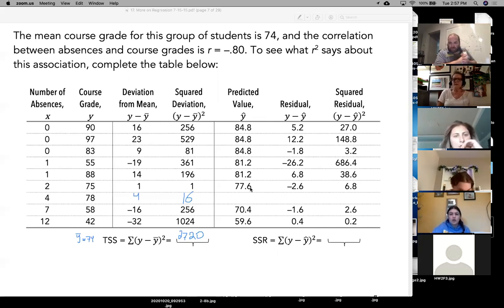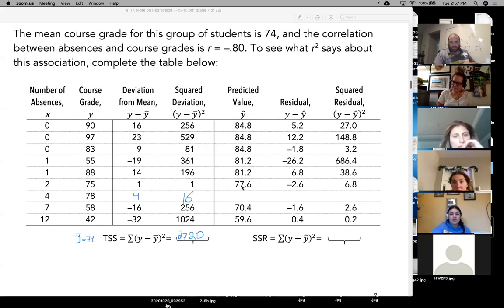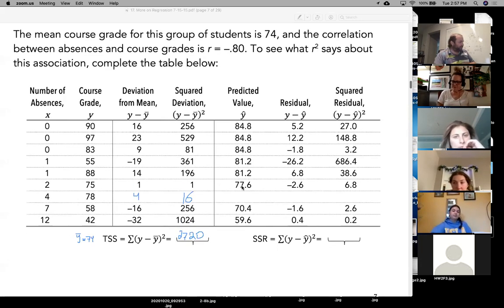So where's everyone else in all this time? Come on, people, speak up. I got 77.6. Aren't you doing the order of operations, 3.6 times 2 and then subtract that from 84.8? Okay, I caught up. All right, I'm back.